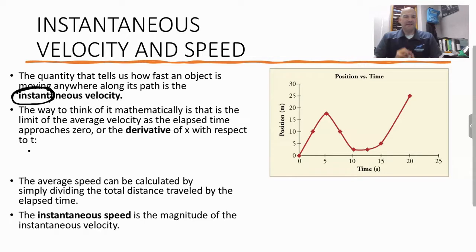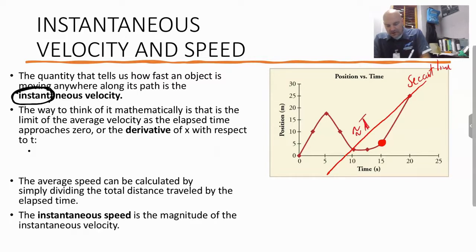So the way to think of it mathematically is that we take the limit of the average velocity as the elapsed time approaches zero. If you watch one of the calculus videos, let's say I want to find the instantaneous velocity at 15, right? I may start with a rough estimate by doing a secant line, which hits the graph at 2 points, which will give me an estimate of approximately what our instantaneous velocity would be, okay?